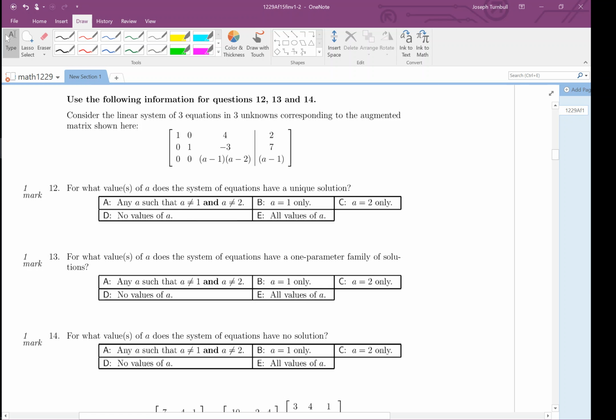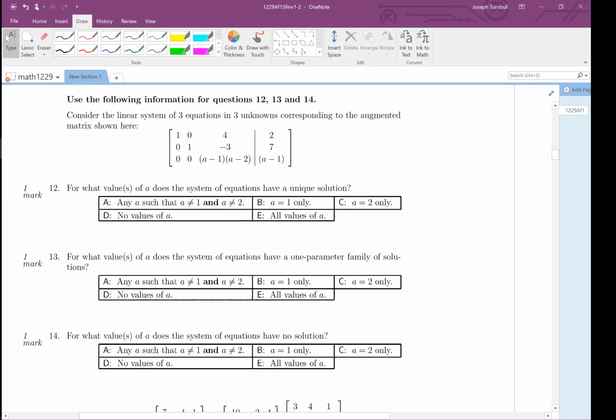Number 12 and 13 and 14 are all based on this matrix. It has A's in it. It has characters. It has symbols in it. And it wants to know under what conditions does this matrix, augmented matrix, have a unique solution, a one parameter family of solutions, or no solution.